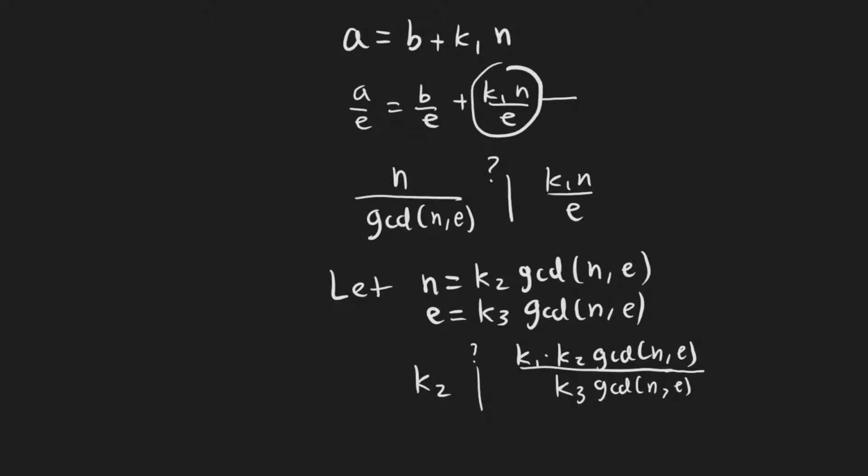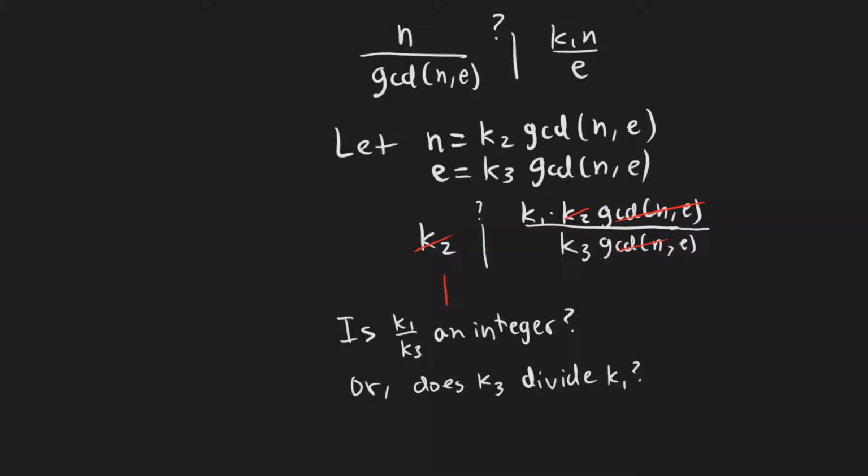So to do this, we first let n equal k2 times GCD of n and E, and E equal k3 times GCD of n and E, where k2 and k3 are some integers. Then this boils down to proving that k2 divides k1 times k2 times GCD of n and E over k3 times GCD of n and E. If we cancel some terms out on both sides, we see that this boils down to proving that k1 over k3 is an integer. In other words, does k3 divide k1?